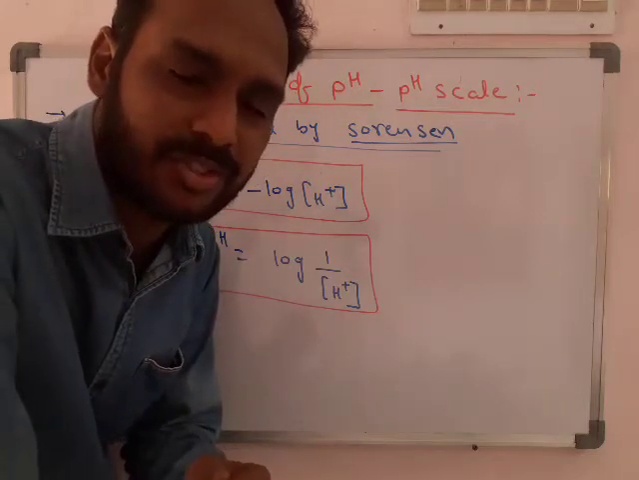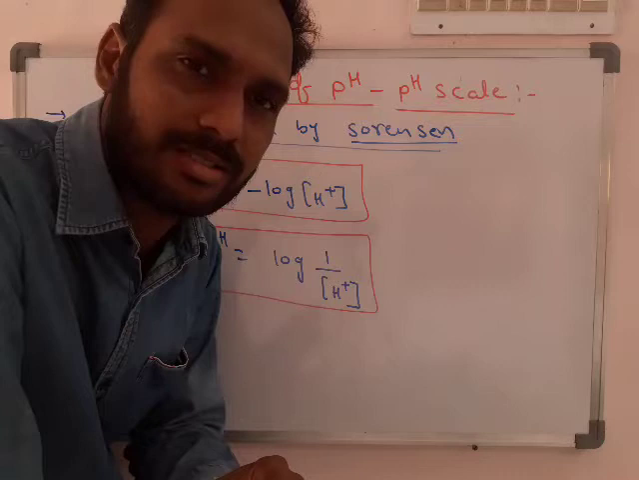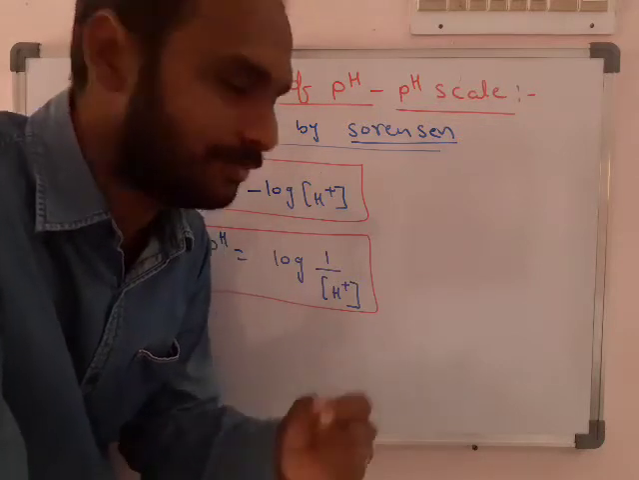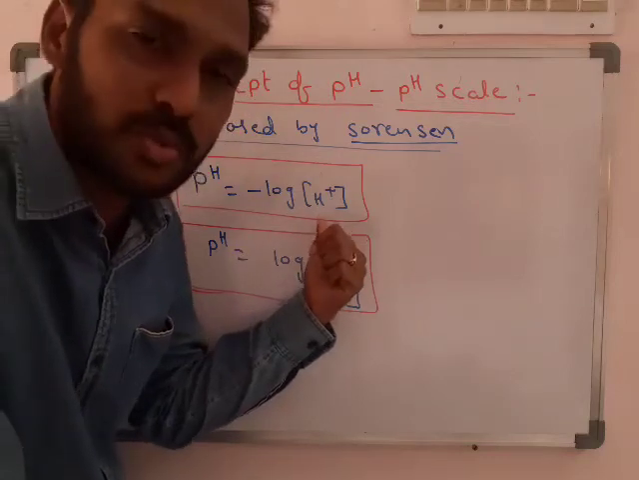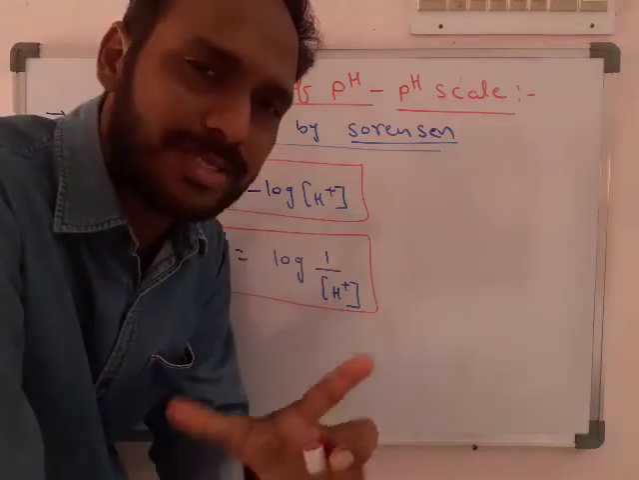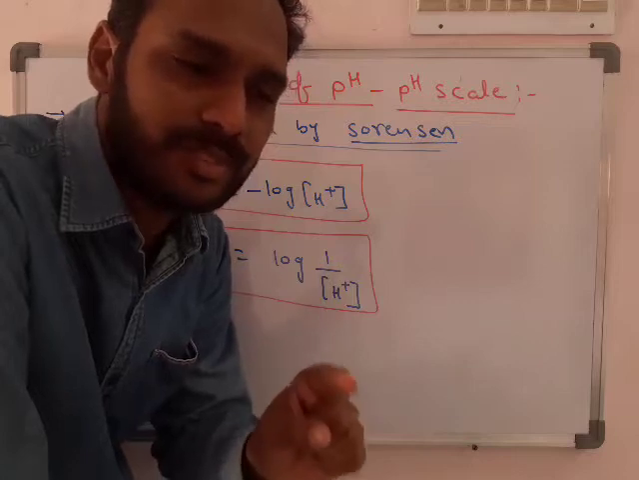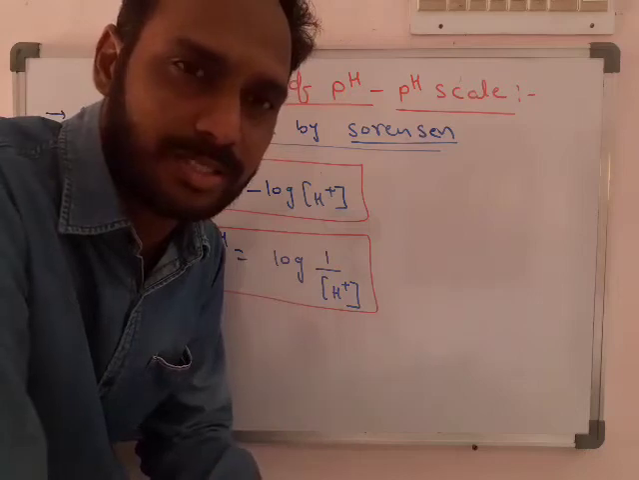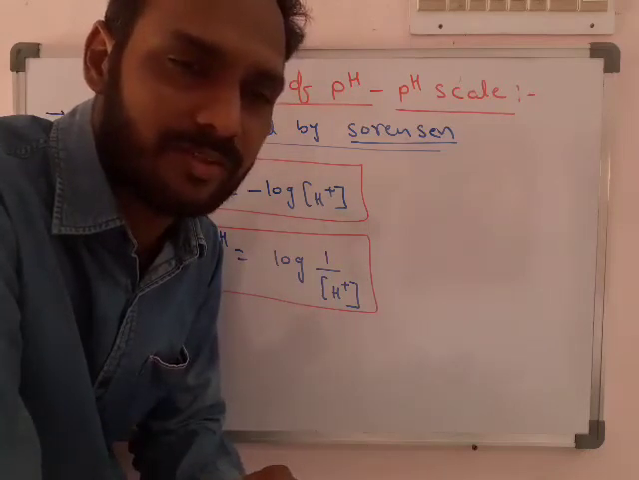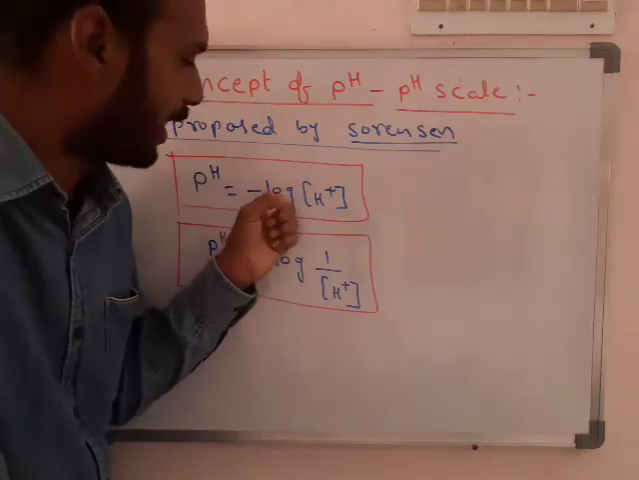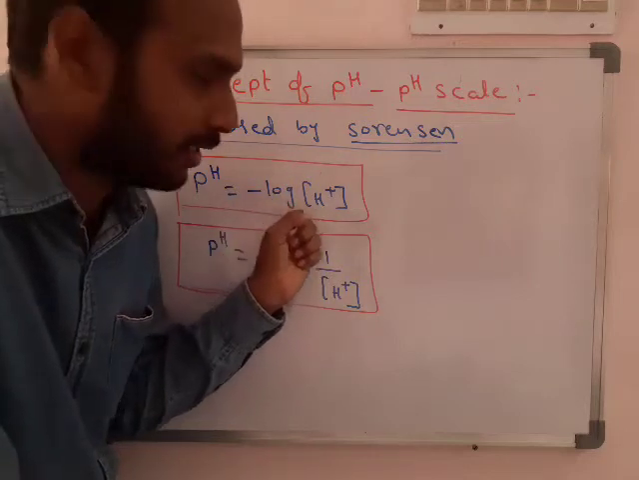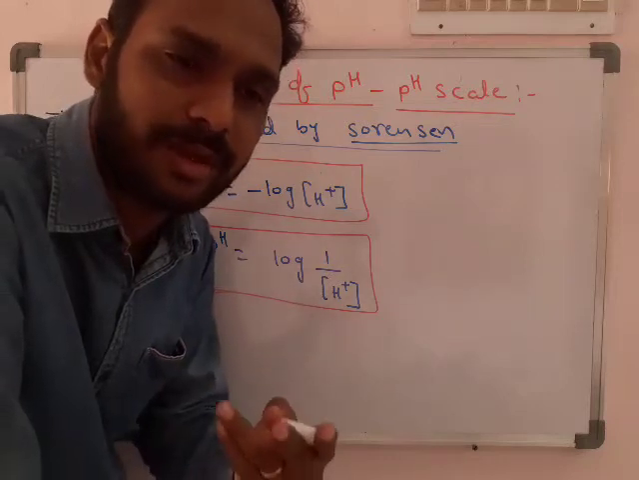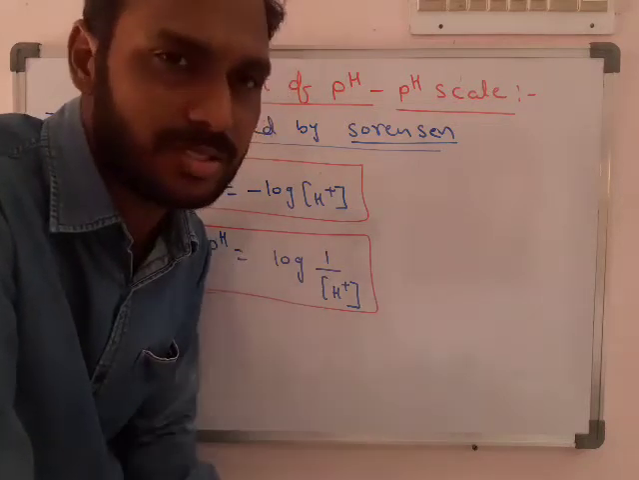Actually, in the original definition, it is given as the activity of H+. The activity of the proton, which is H+ activity, is nothing but equal to H+ molarity. That's why we are simply taking it as the H+ concentration. But in the original definition, it was the negative logarithm of H+ proton activity. For simplicity we make it the H+ concentration.